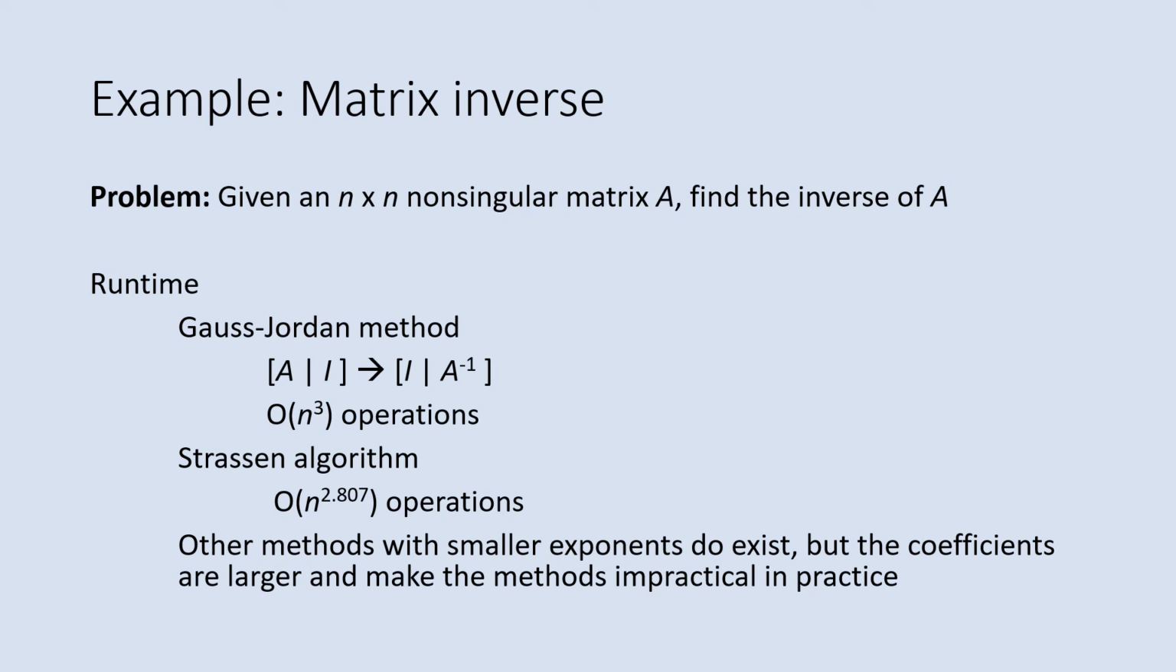There are other methods with smaller exponents, but in those cases, the exponents that are hidden in the big O notation are larger and make the methods, at least in most cases, impractical in practice. So the amount of work ends up being more than it would have been with one of the other algorithms.